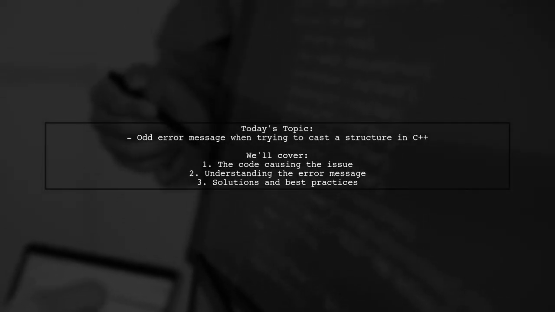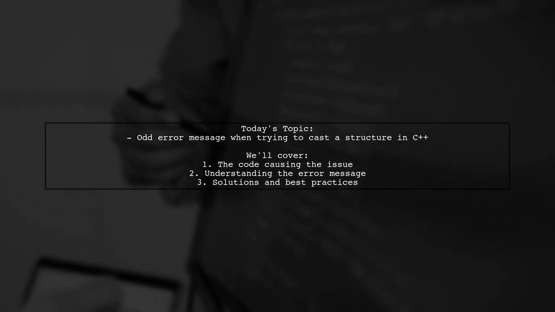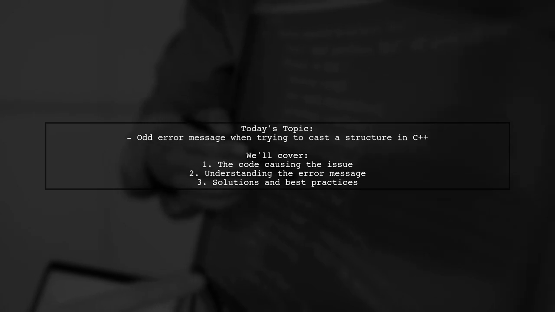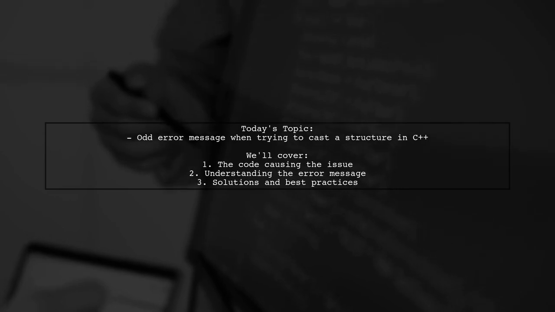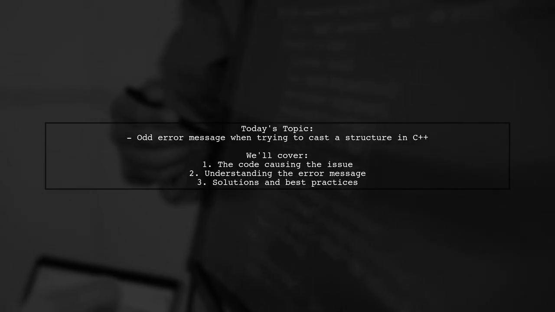Today, we're diving into a common challenge faced by many C++ developers. Our viewer has encountered an odd error message when trying to cast a structure. Let's break down the situation and understand what's going wrong.